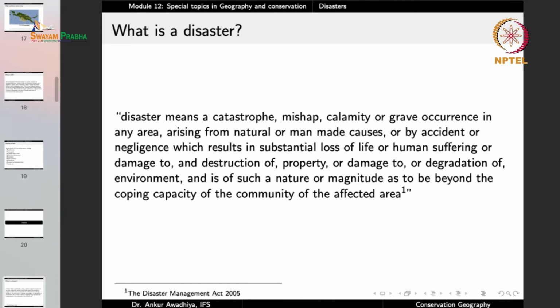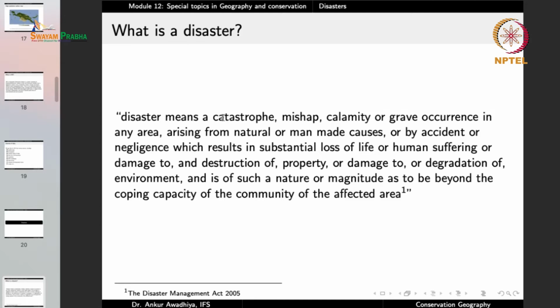Now coming to today's topic of disasters. What is a disaster? Disaster means a catastrophe, mishap, calamity, or grave occurrence in any area arising from natural or man-made causes or by accident or negligence, which results in substantial loss of life or human suffering or damage to and destruction of property or damage to or degradation of environment, and is of such a nature or magnitude as to be beyond the coping capacity of the community of the affected area. Now, this is the definition from the Disaster Management Act 2005.